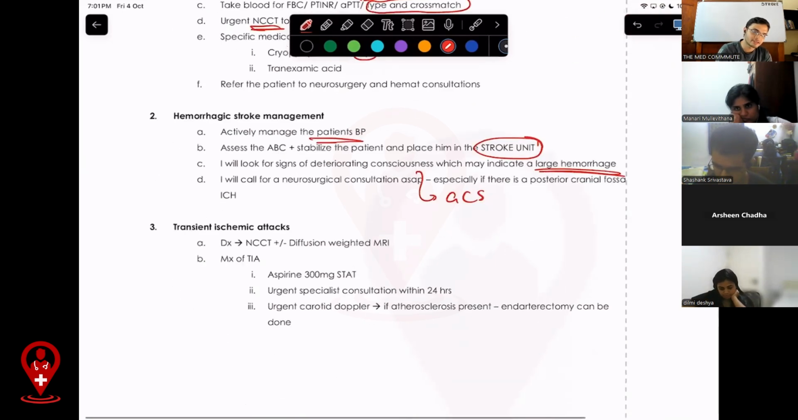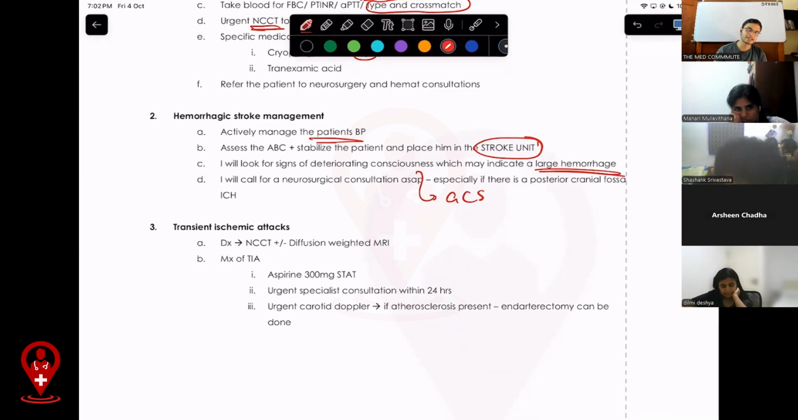How will you manage this? This is another extra point. Transient ischemic attack. How will you manage that? Again, what do we do, guys? A patient comes in complaining, doctor, today morning I woke up, right? My left hand and left leg was weak. I couldn't move at all. Then after a while, it was fine. And now I was able to nicely walk and come to the hospital. What is your suspicion? Transient ischemic attack.